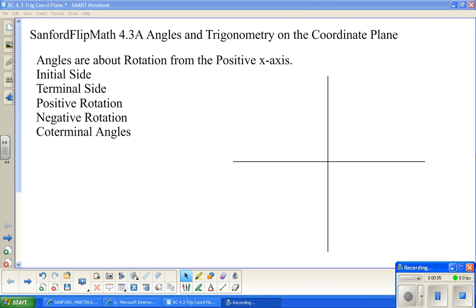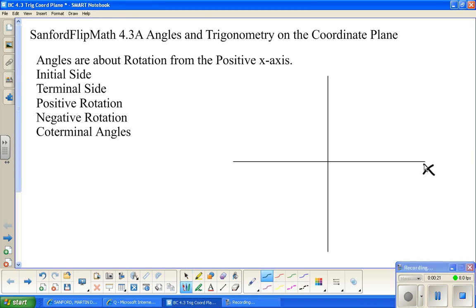We are working through the Demana Foley Kennedy book, 4th or 5th edition, and we are in the Trig chapter. We are now about to take our right triangle trig and take it to the X and Y axes. Pretty familiar stuff here to notice, we're on an XY plane.